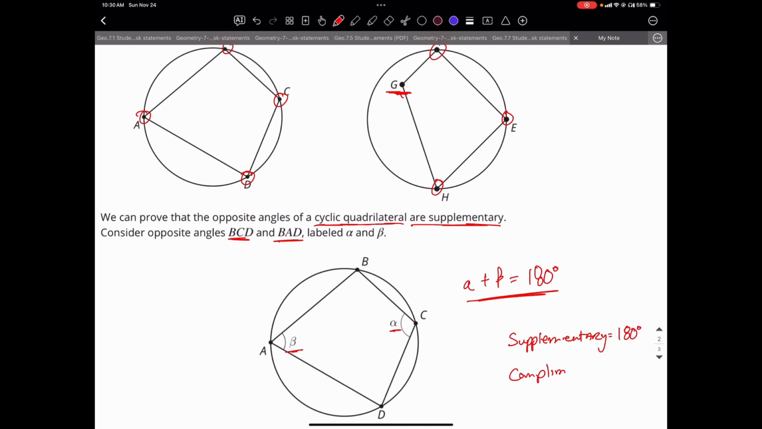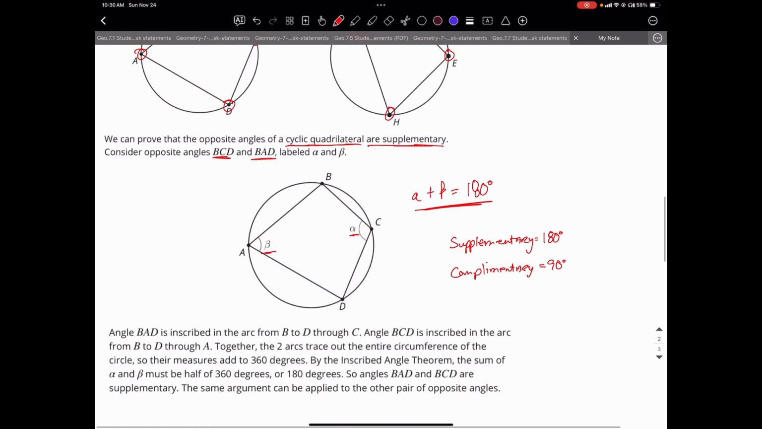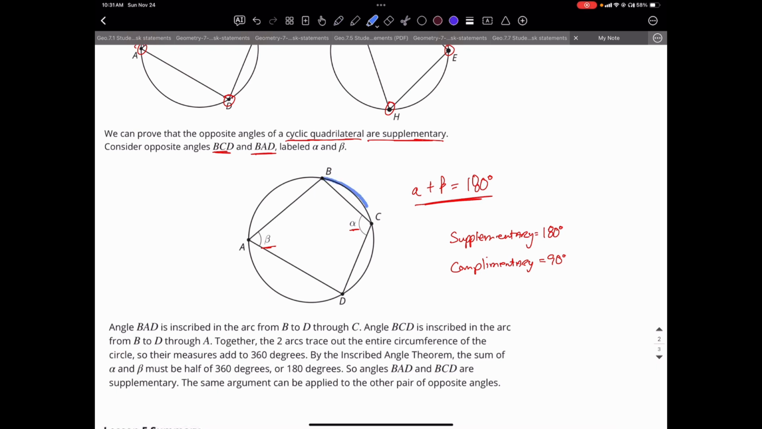Complementary has a sum of 90 degrees. Okay, so just in case you were confused about that from early in the year when we talked about it, that's just going to reinforce what you should know. All right, so angle BAD is inscribed in the arc from B to D through C, right? So what they're saying is the arc from B to D through C.